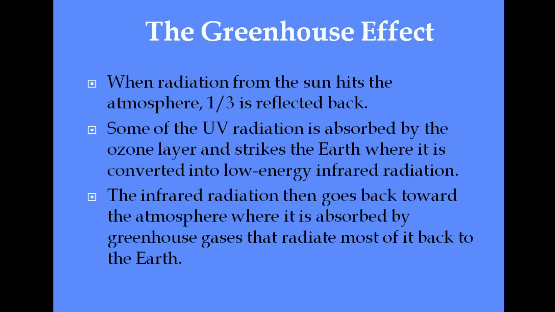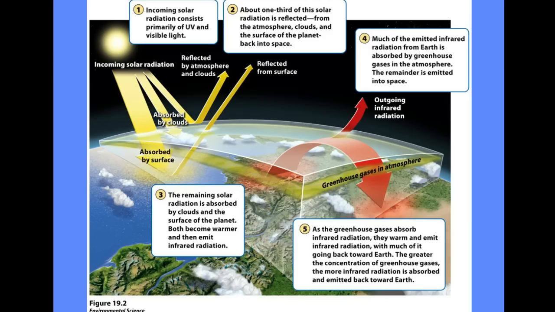We don't see infrared, but we feel it as heat. For example, when you're walking down the street and you can feel the heat coming out from the asphalt. Asphalt is dark, it has a lower albedo, therefore it is going to absorb and radiate more heat. The infrared radiation then goes back towards the atmosphere where it gets absorbed by the greenhouse gases. Those greenhouse gases trap heat and then re-radiate that infrared back to the Earth. So as this heat is cycling between the atmosphere and the Earth, back into the atmosphere, back to the Earth, we have the greenhouse effect.